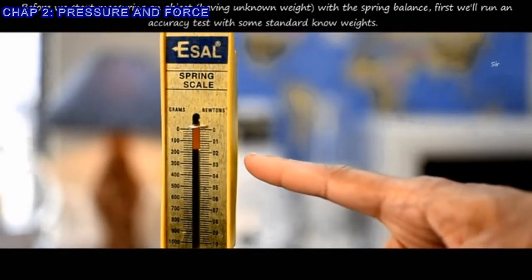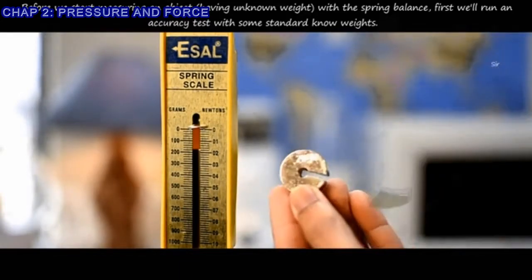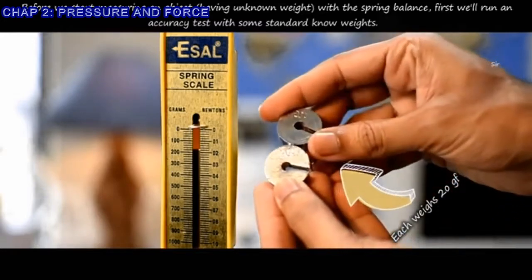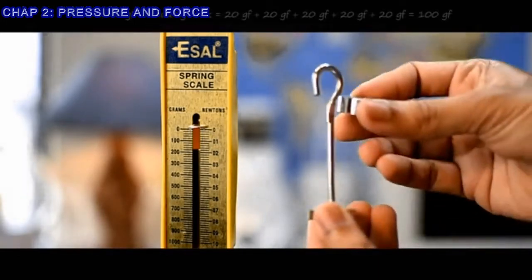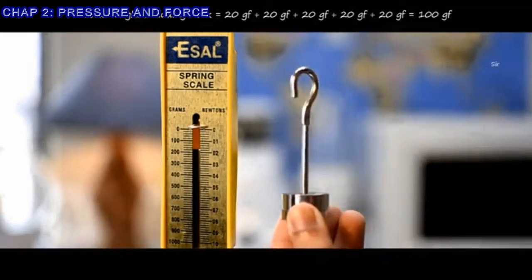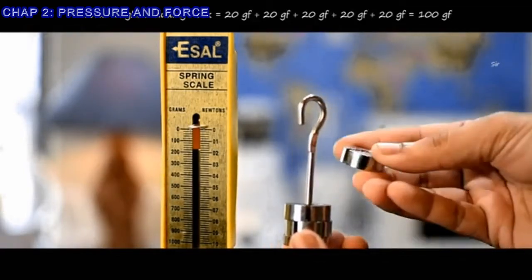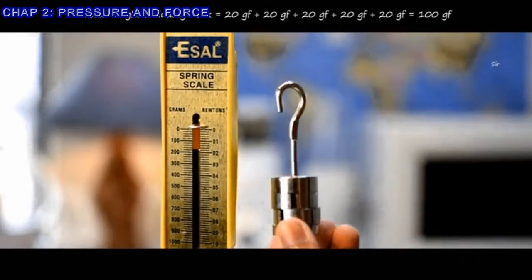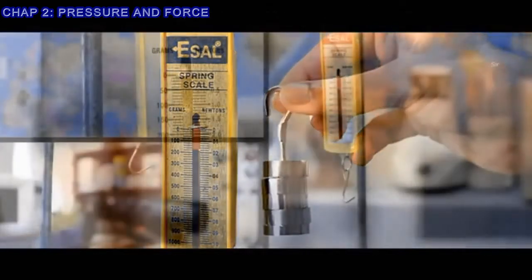The principle on which it works is that the extension produced in a spring is directly proportional to the gravitational force acting on it. That means that when the force is more, the pull on the spring is more. So the extension produced will be more and vice versa.